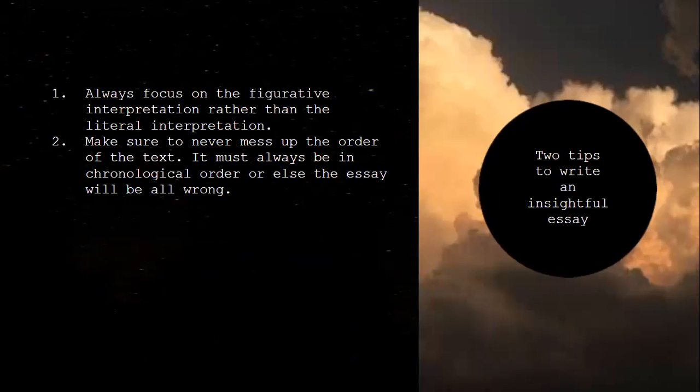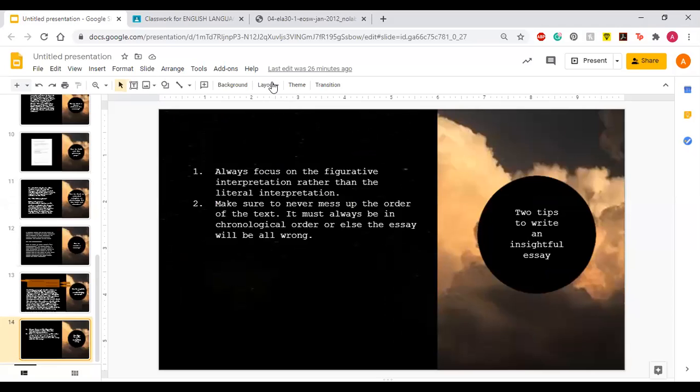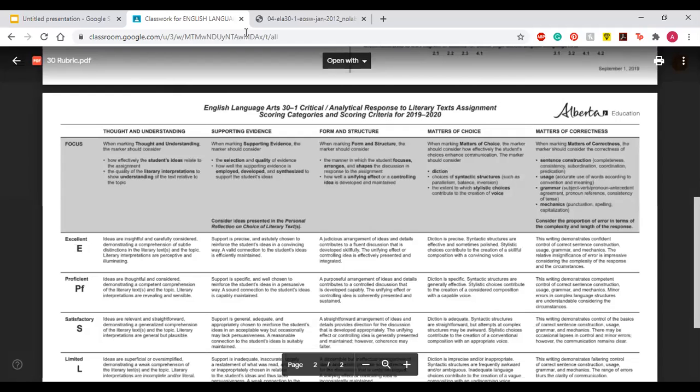Two tips to write an insightful essay is to always focus on the figurative interpretation rather than the literal interpretation, and always make sure to never mess up the order of the text. Your essay should always be in chronological order, or else the essay would be wrong or considered to be having a gap if you miss any textual evidence or any points or events that happen in the story. That's very important. The next thing we're going to talk about is this essay right here, or this essay rubric.